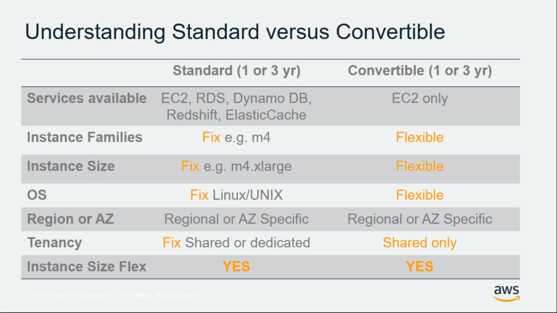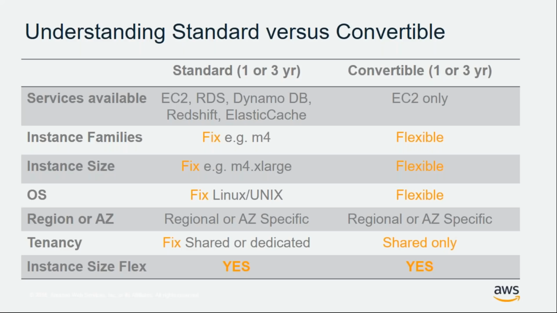When you select a standard reserved instance, there are a certain number of matching attributes that you need to make sure apply. We talked about standard RIs being available for lots of services, and then you need to make a few choices. You choose a particular instance family, so you might choose M4, and a particular instance size. I'll come back to this, but you choose, for example, M4 extra large, and then you choose your operating system, whether it's regional or in a specific availability zone, and whether it's shared or dedicated tenancy.